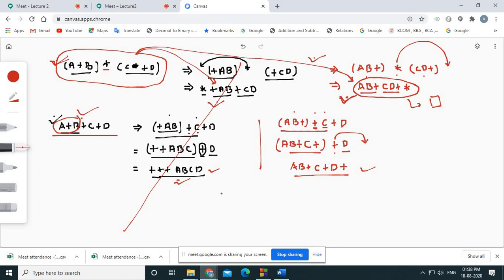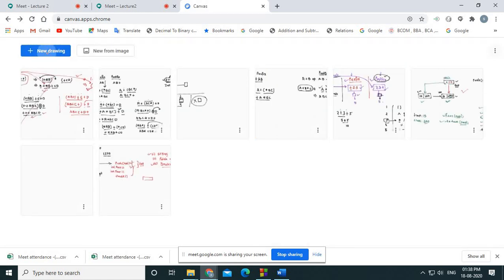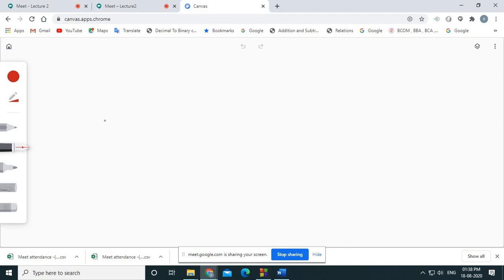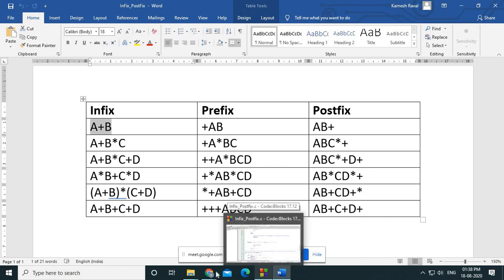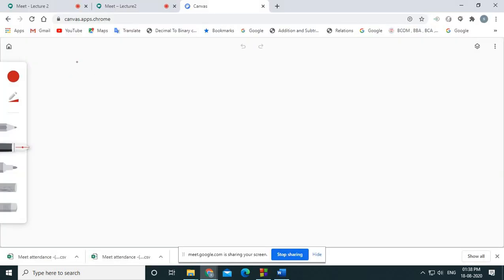Okay, so now we'll see how we can solve this thing programmatically, right? So we'll take a new drawing. What will be the first expression? It is a very simple expression, so we'll start with a very simple expression, that is A plus B, right? So here what we need to do is you have an array.